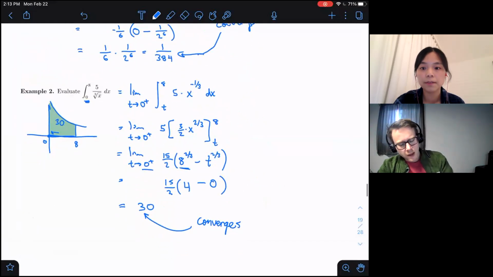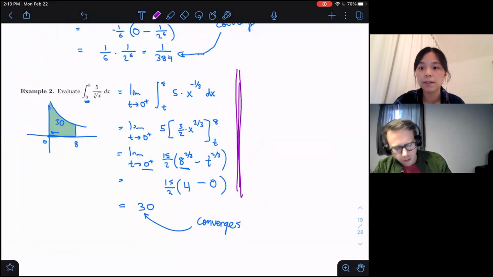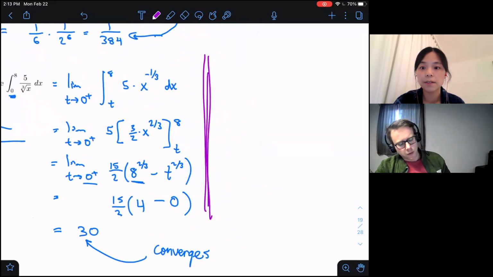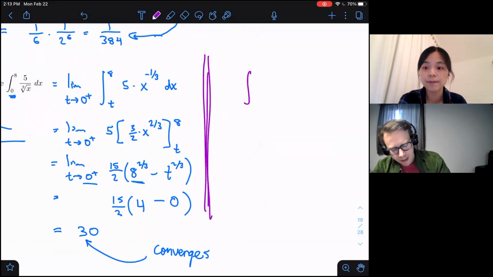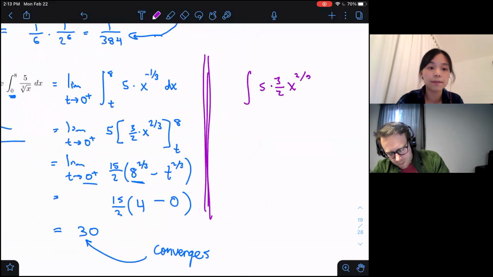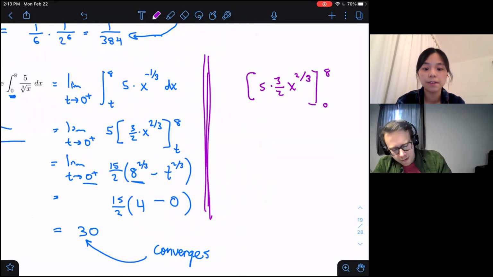Let me just show you here. Ian had just brought up this stuff without limits and whatnot. This is a simple enough one that I think it would work out all right. So if I was to just take the antiderivative of this, again, we get 5x, oops, I forgot my 3/2, x to the 2/3. And again, this is a simple enough one that I think will be fine. And we just go from 0 to 8.